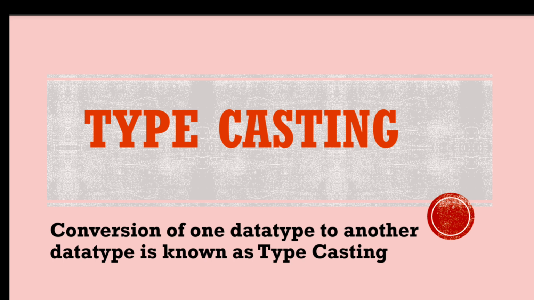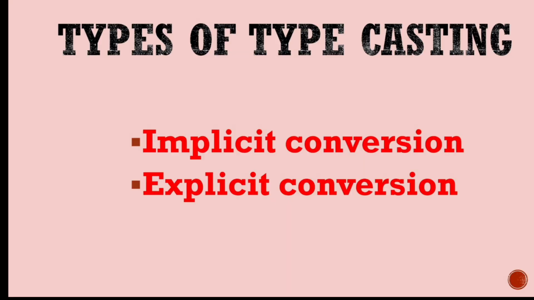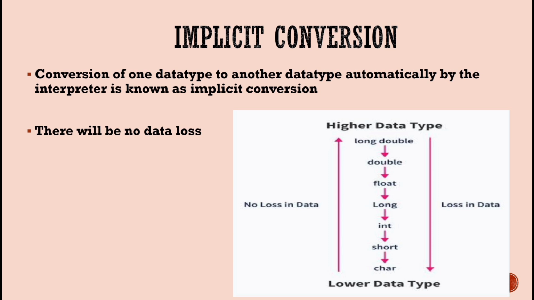There are different types of typecasting. One is known as implicit conversion and the other one is called explicit conversion. These are the two types of typecasting. First we see what is implicit conversion. It is the conversion of one data type to another data type automatically by the interpreter. That means the programmer will not be involved in this conversion. Automatically the interpreter will convert from one data type to another data type and there will be no data loss in implicit conversion. How does the interpreter convert? It converts the lower order data type to the higher order data type.